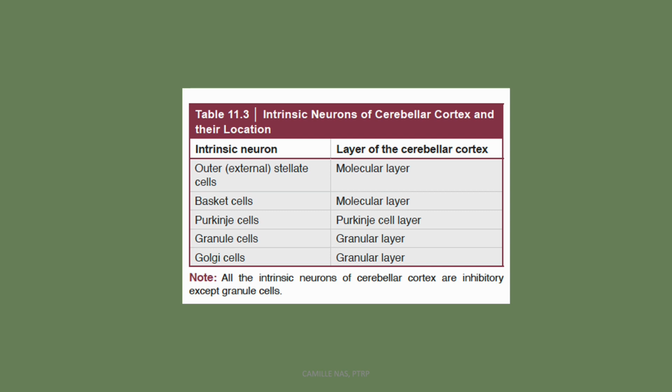So this is another table showing you the neurons and its location. So again, you have two neurons in the molecular layer. You have your outer stellate and your basket cells. This inhibits your Purkinje cells. Your Purkinje cells, this inhibits your cerebellar nuclei or your deep cerebellar nucleus. And then your granule cells and the Golgi cells, each will, your granule for excitatory, and then your Golgi for inhibitory.